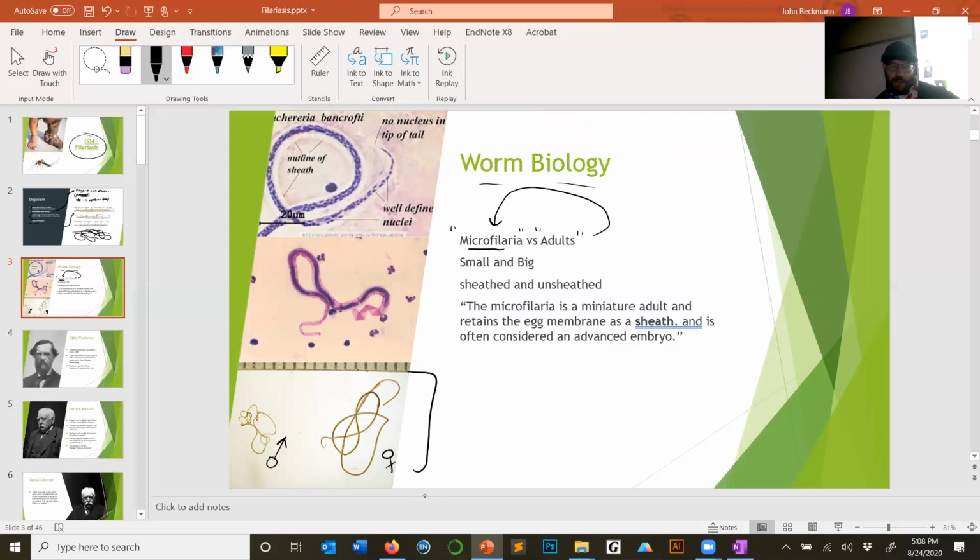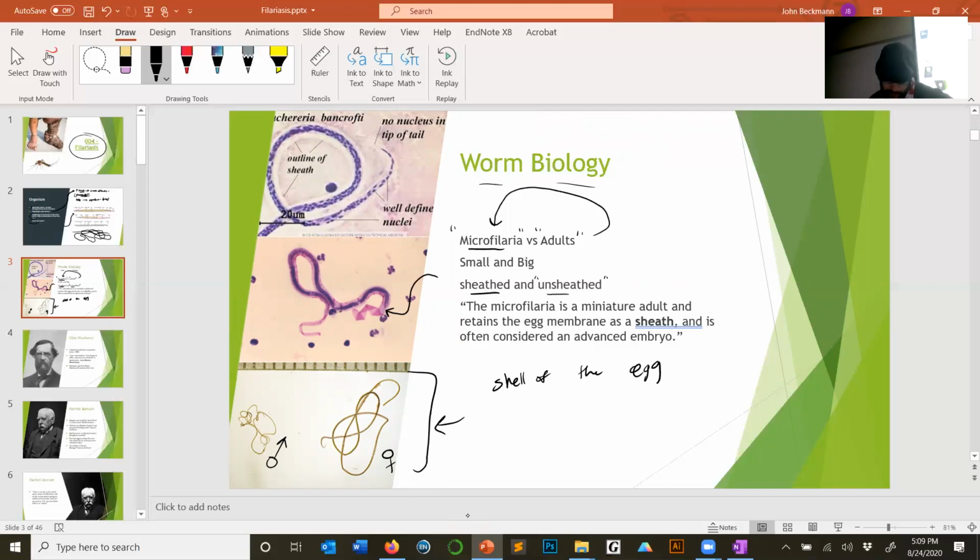So this picture is not microfilaria versus adults. The microfilaria are very, very tiny. And some are sheathed and unsheathed. The sheath comes from the shell of the egg. So the actual sheath, quote unquote, in the microfilaria is actually the egg. It sticks with the nematode and causes immunological responses in humans.